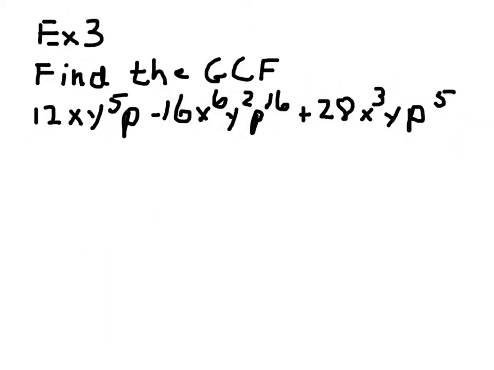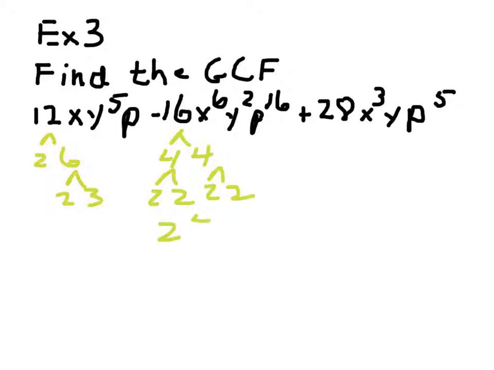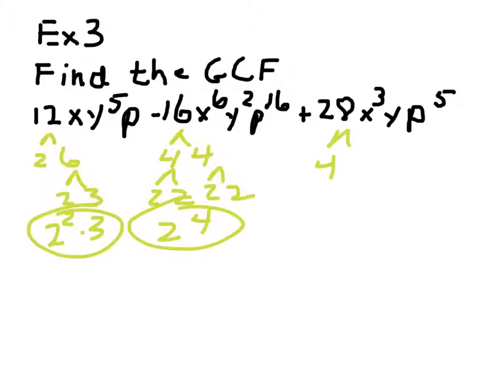Okay, let's take a look at example 3. And I'm going to go through this one a little faster. So let's see, 12, I could go 2 times 6, which is 2 times 3. 4 times 4, which breaks down to 2 and 2 for each of them, which would be 2 to the 4th. This would be 2 squared times 3, right? And finally for 28, 4 times 7, 2 and 2, so 2 squared times 7, right?